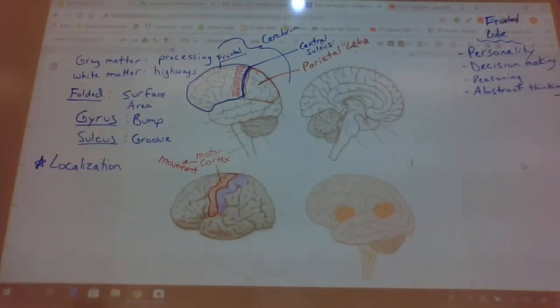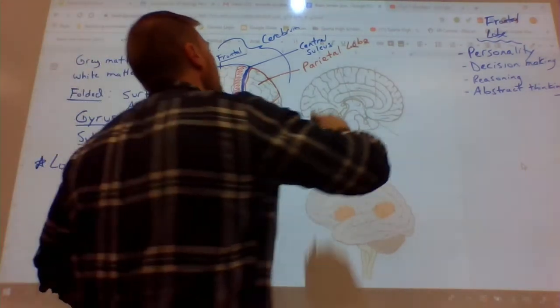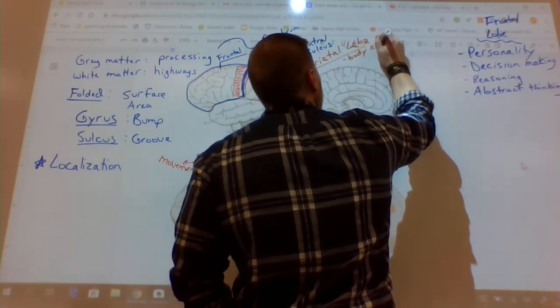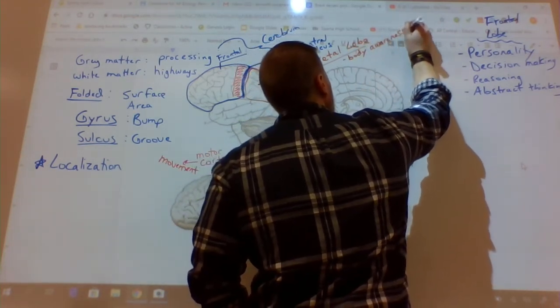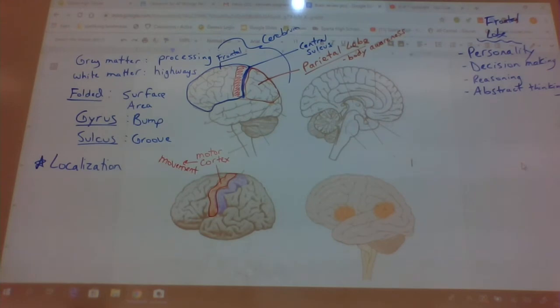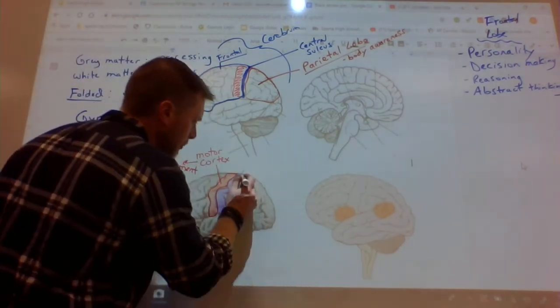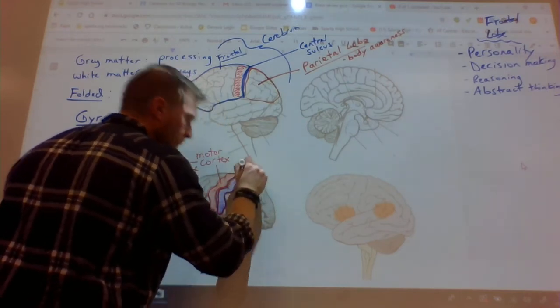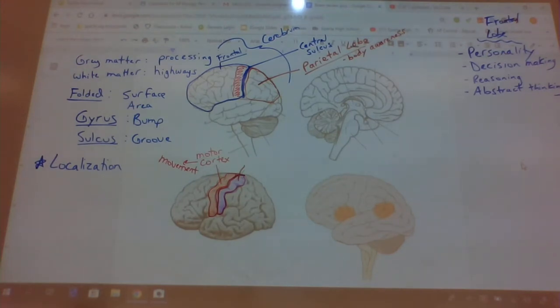You know where your arms are. You know where your legs are. You know your body positioning. You know your body awareness because of your parietal lobe, right? Your sense of self in space, your own body positioning. Now, we talked about one specific part of the parietal lobe. It's the very, very front of the parietal lobe, which is shown right here in blue. So this is the very front of the parietal lobe.